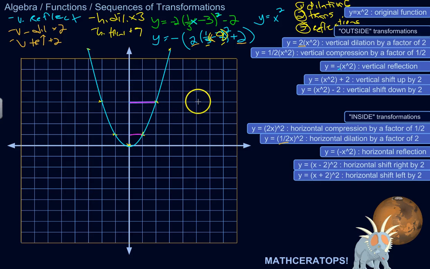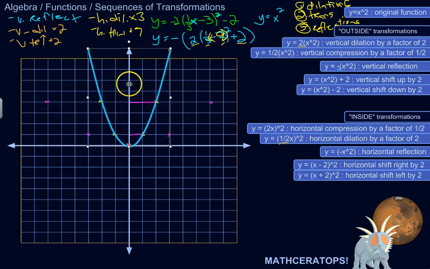1, 2, 3. Let's see. Sorry. Yeah, so 1, 2, 3, 4, 5, 6. So that new point is going to be over here. This is 1 unit away, so the new point is going to be 3 units away. This is 0 units away, so it's going to remain 0 units away. So you can draw new points, then sketch a new graph.